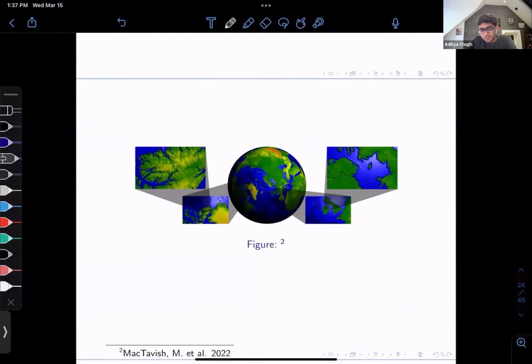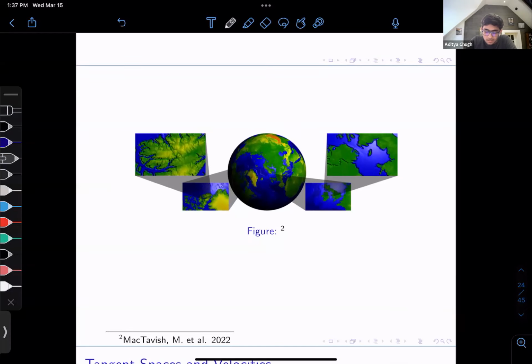And then just as an illustration, this sort of describes how you might look at the globe, and then you might patch on different parts as flat surfaces, because if you were close enough, it would seem flat enough, and then you could make a map of the whole globe.